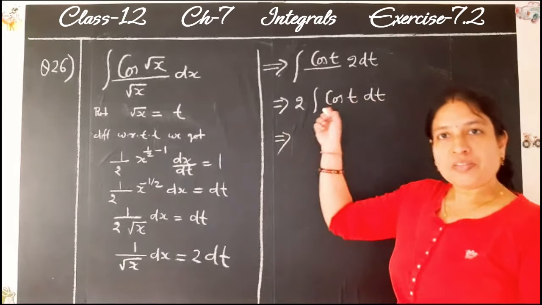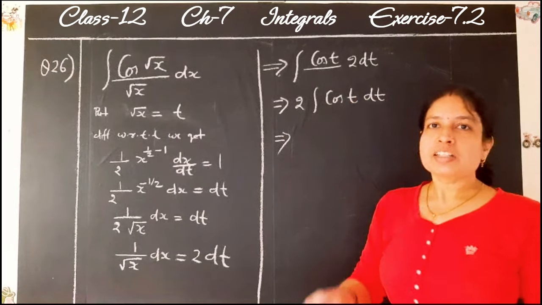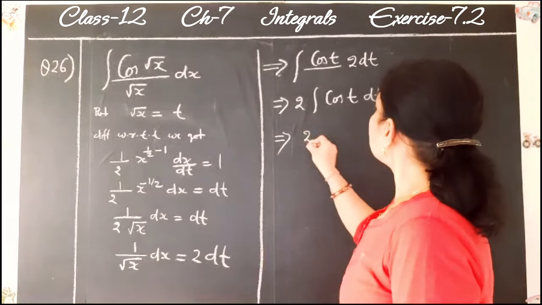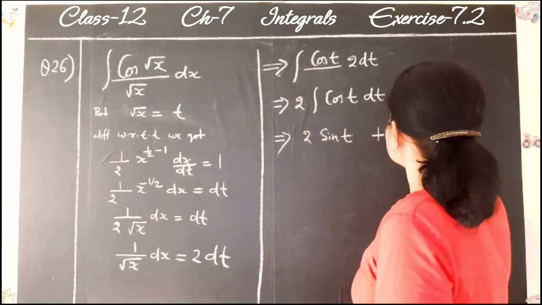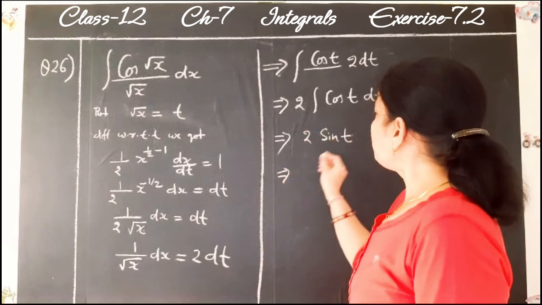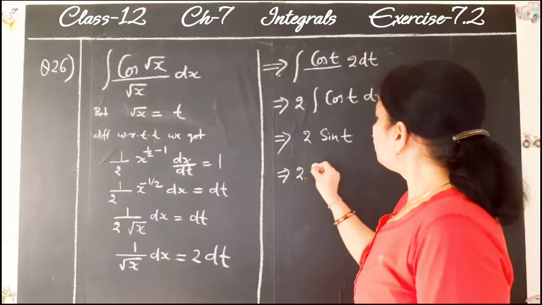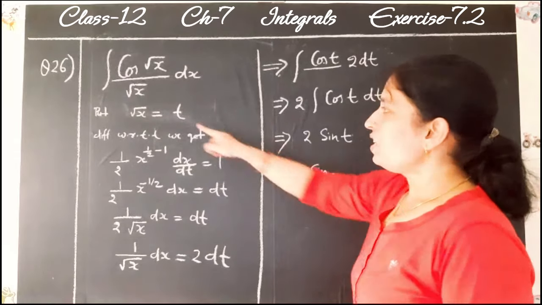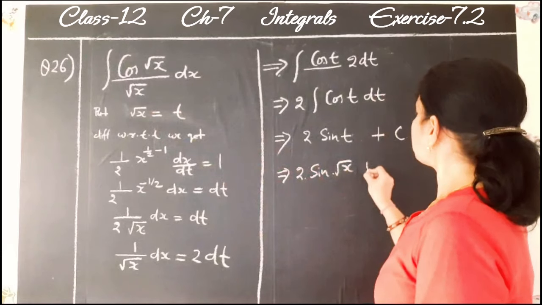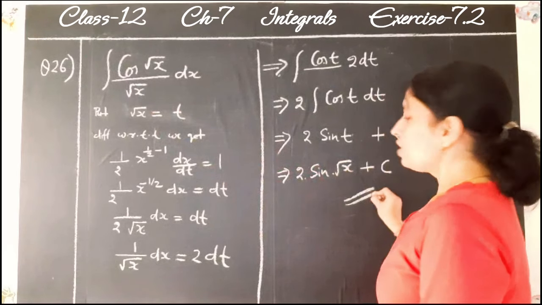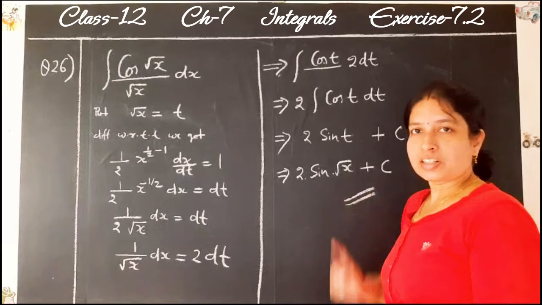Now what is the formula for integral of cos t? Yes, it will be sin t. So write here 2 sin t and write a constant c. Then put the value of t. Write here 2 sin of root x plus c. So this is our first answer.